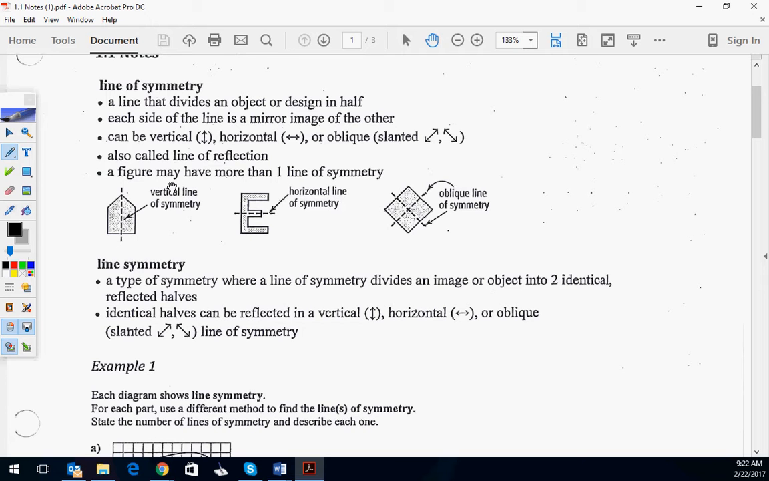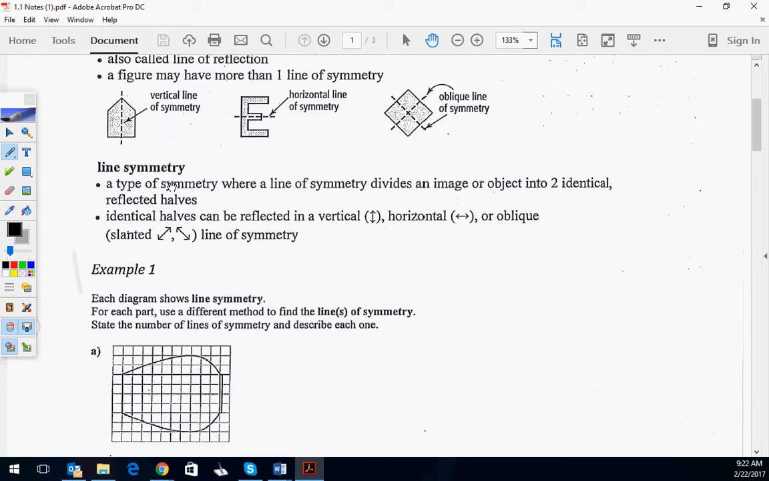It could be vertical, horizontal, and oblique. Remember, oblique means diagonal. That's the one you probably won't know off the top of your head. It's also called a line of reflection. A figure may have more than one line of symmetry. So this one has one, this one has one, this one has two. Technically it has three, has four. You keep going, it's just showing you. It just did oblique there. But you can have more than one.